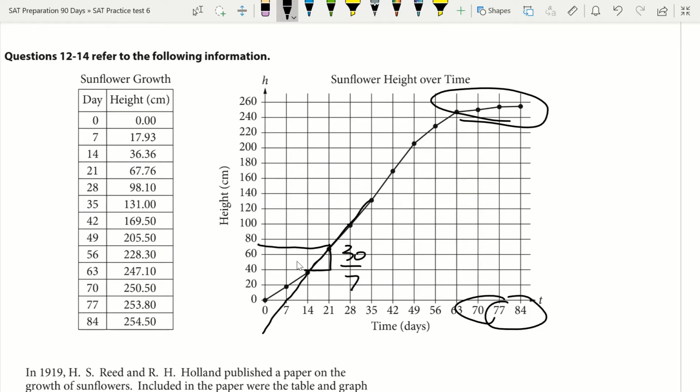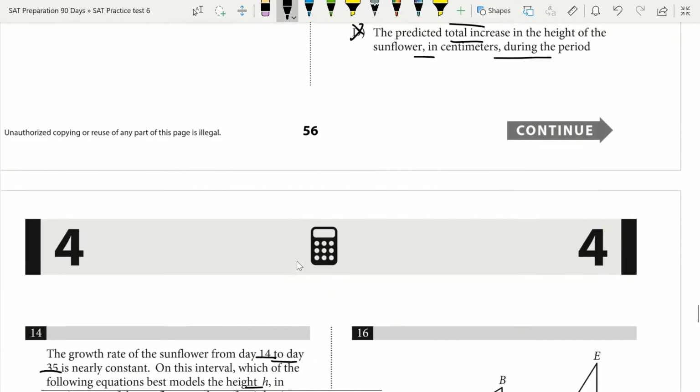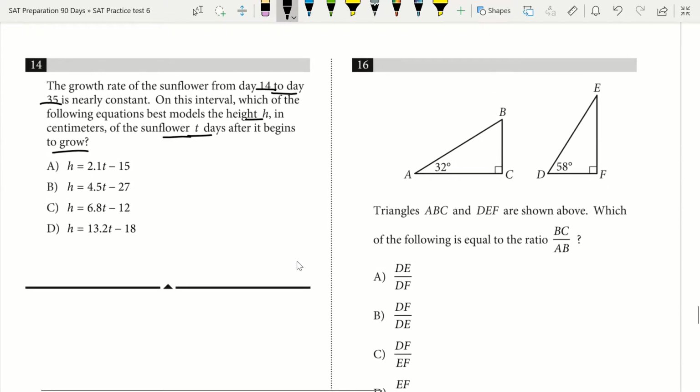So we're looking at a slope of right around 4 with a negative intercept. Okay, I see I have a slope of 4.5 with a negative intercept, so that'll be my answer there. So 14 is going to be B. All right, now we've got question 15.